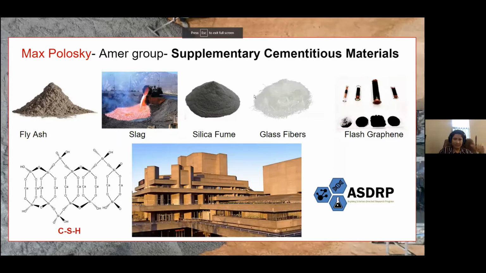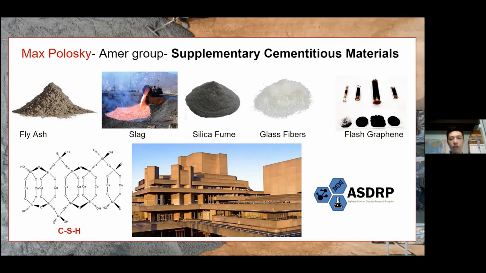Okay, so hello, I am Max Polosky of the AMER group, and today, as you heard, I'm going to briefly talk about Supplementary Cementitious Materials, or SCMs for short. More specifically, we're going to talk about what we know about them currently, and then what we hope to investigate about them in our new lab in the near future. So, before we start, I must define some vocabulary terms.